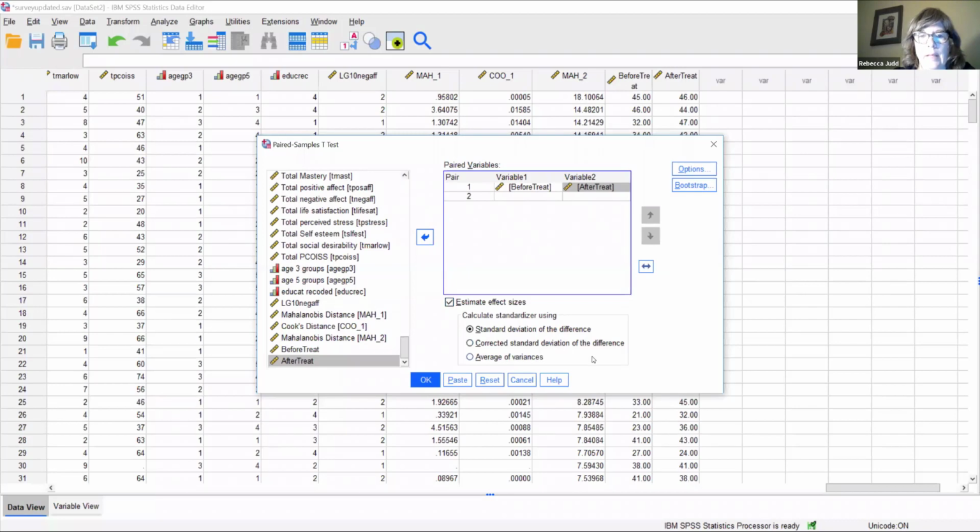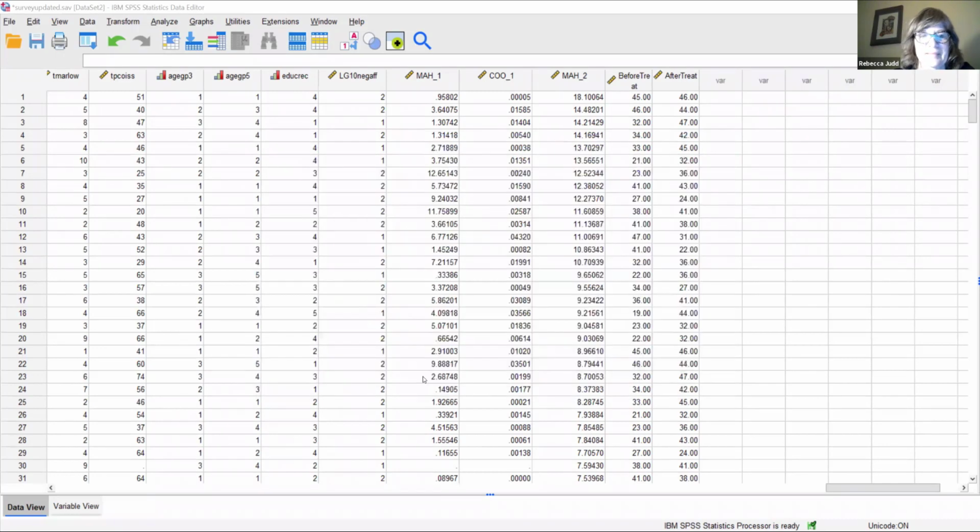We've got estimate effect sizes. I have not run this. I just put this data in, so I honestly don't know how it's going to turn out. We'll all be surprised. Okay. So we have a paired samples t-test. So we have 439 in here.